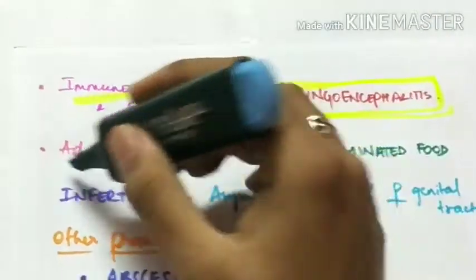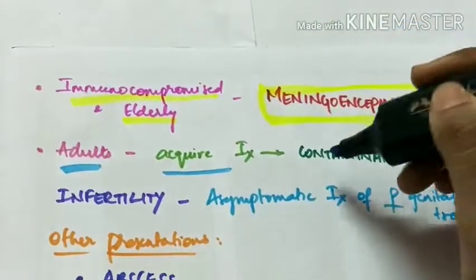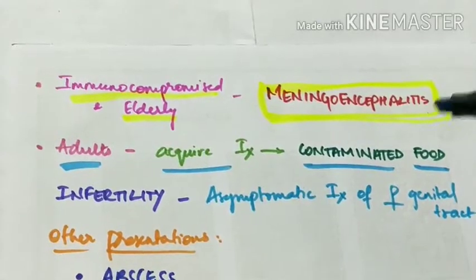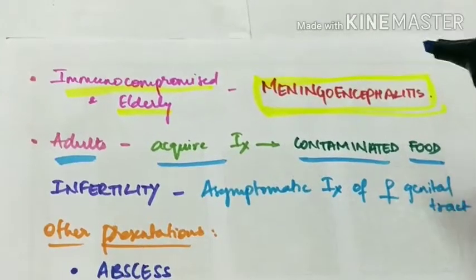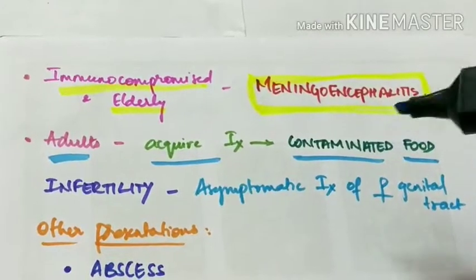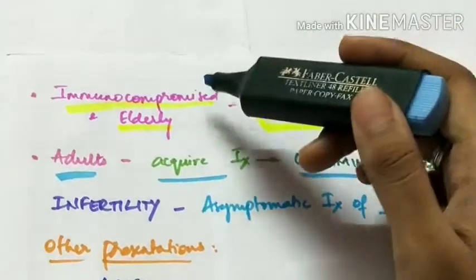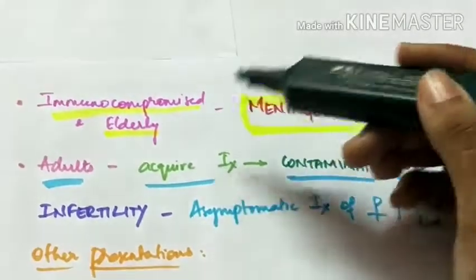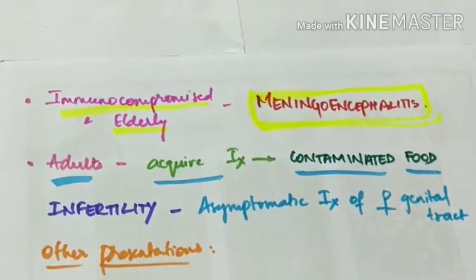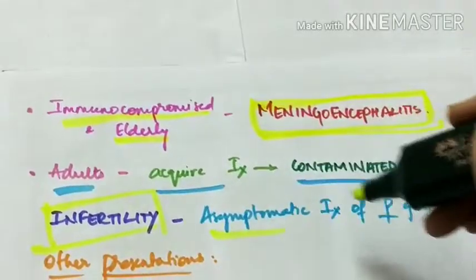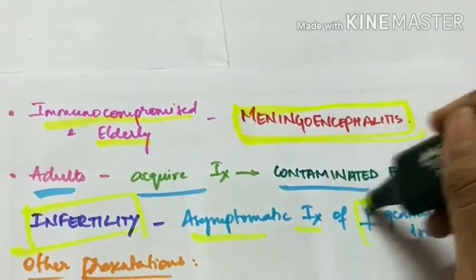Adults acquire infection through contaminated food. So Listeria is the most common and most important cause of neonatal meningitis, and it can produce meningoencephalitis in the immunocompromised and the elderly. Infertility can occur when there is asymptomatic infection of the female genital tract.